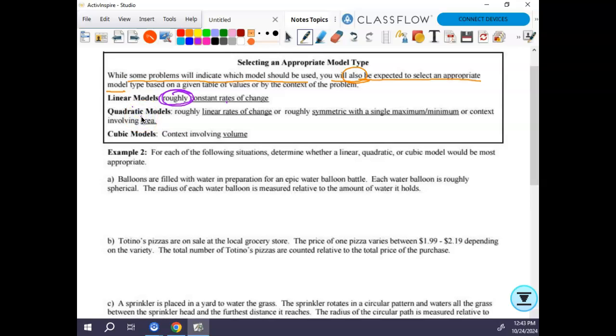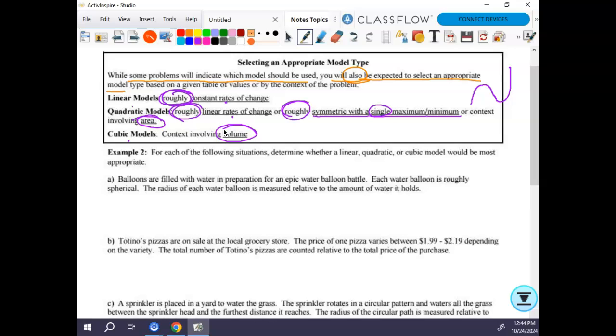Quadratic models have roughly linear rates of change, those two things, not new news, we've been doing that, or roughly symmetric with a single maximum or minimum, meaning that you see your data, the y values, they increase, and then they decrease. That's most likely going to be a quadratic model. But of course, if the y values increase and then decrease, it could be quadratic, or if it starts to increase again, then it could be cubic or something else. Or involving area, because units are squared with area. That should make sense. Cubic models, basically anything with volume.